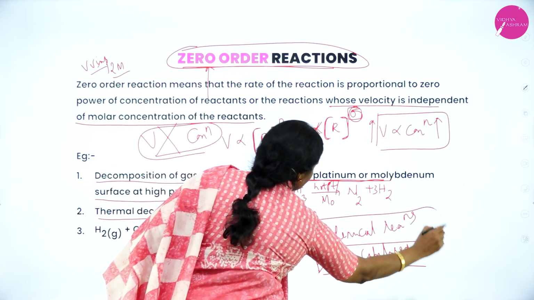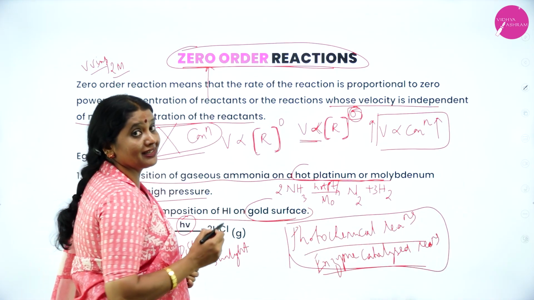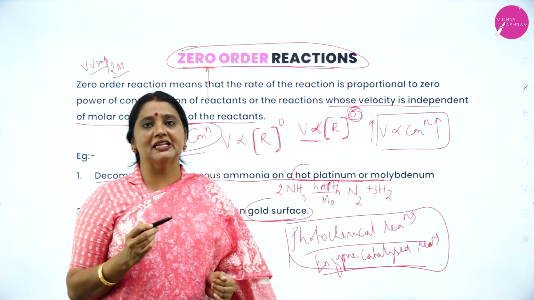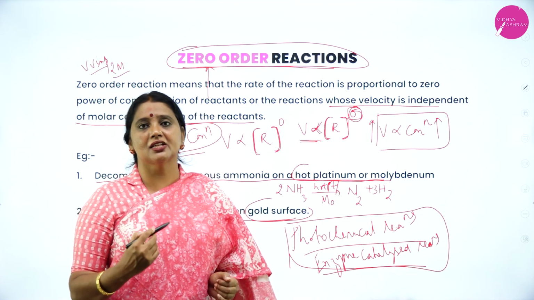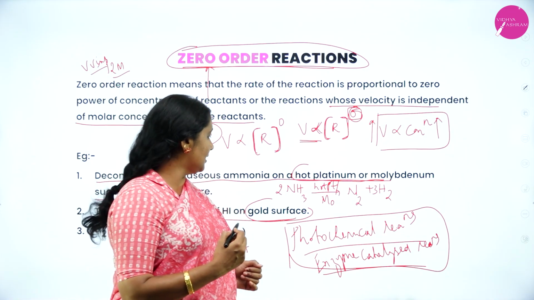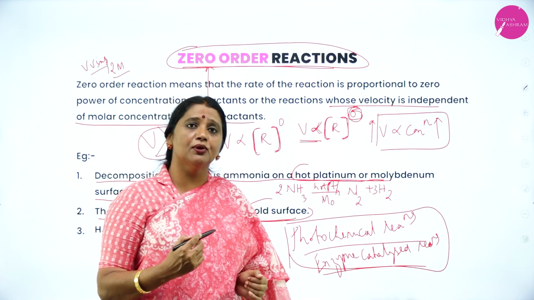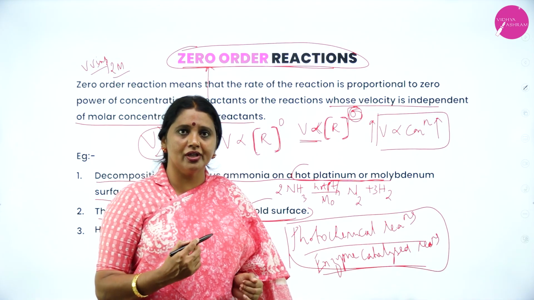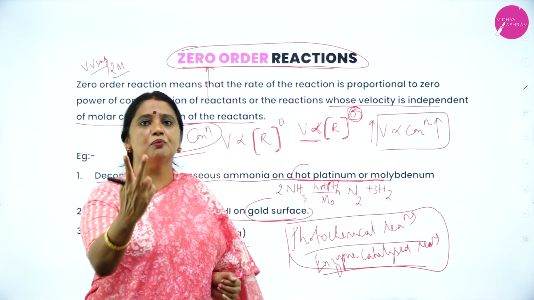Therefore, photochemical reactions. What's the meaning of photochemical reaction? Photochemical reactions are those reactions that take place in the presence of what? Sunlight, as well as enzyme catalyzed reactions. They are beautiful examples for what? Zero order reaction. 2-mark, very important question.